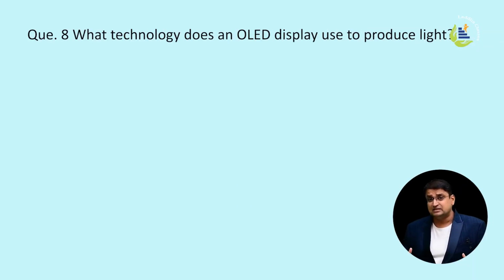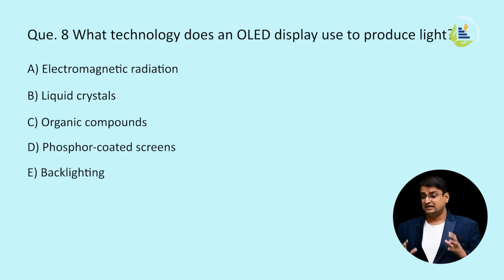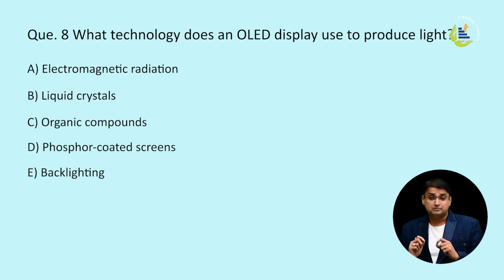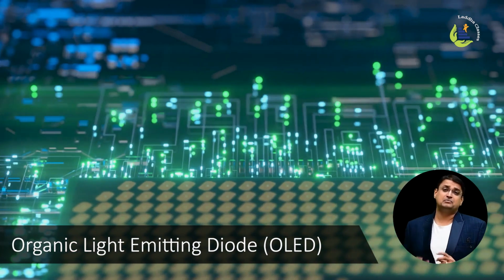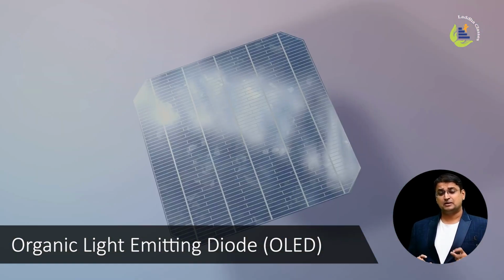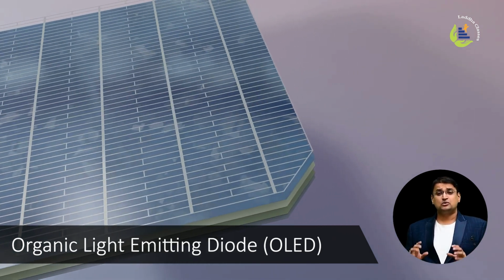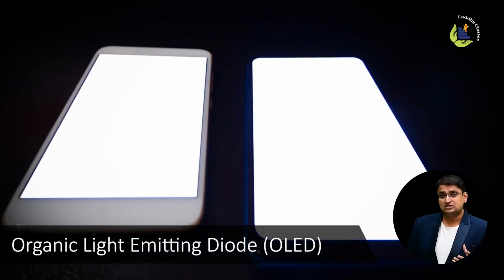Question 8. What technology does an OLED display use to produce light? Options are electromagnetic radiation, liquid crystals, organic compounds, phosphor-coated screens, backlighting. Correct answer option is C, organic compounds. Because OLED displays use organic compounds that emit light when an electric current passes through them. OLED technology does not rely on electromagnetic radiation, liquid crystals, phosphor-coated screens, or backlighting like other display technologies.